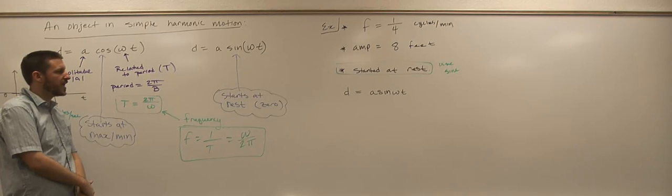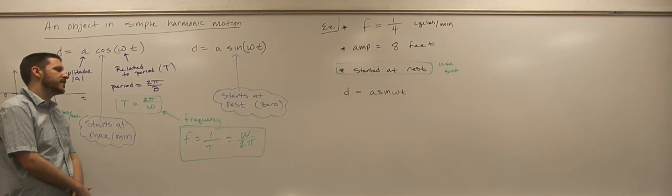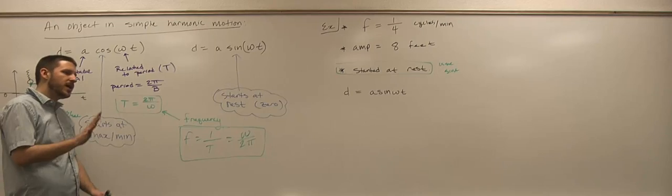So d equals a sine omega t. I just now need to figure out a and omega. So how can I, well, a is given. A is 8. Now you have to be a little careful.